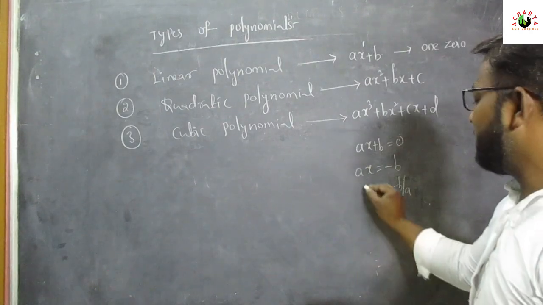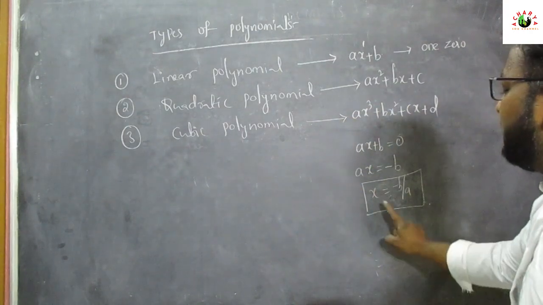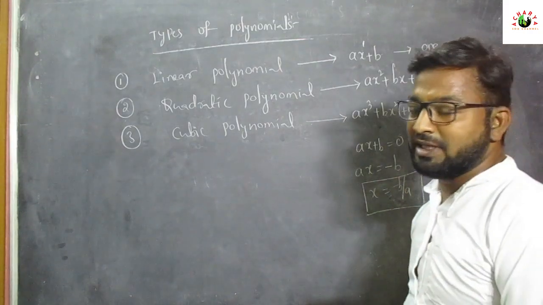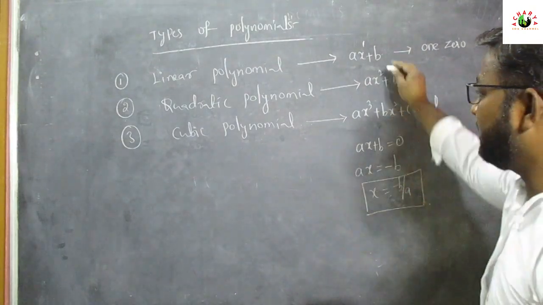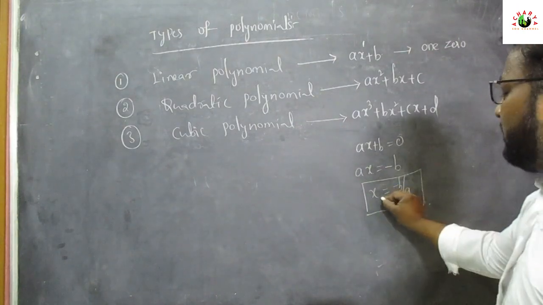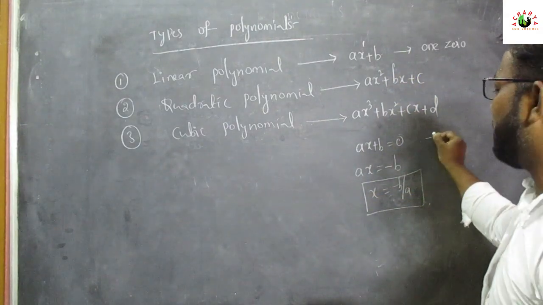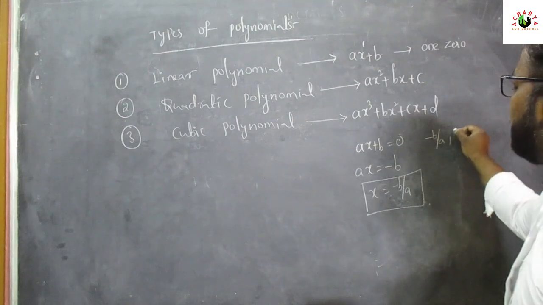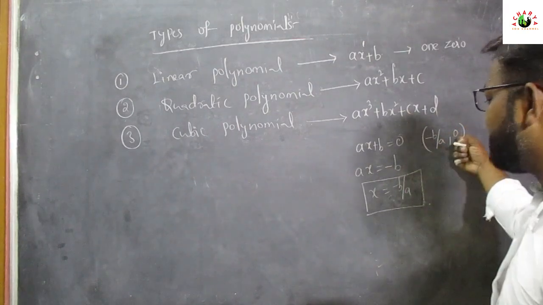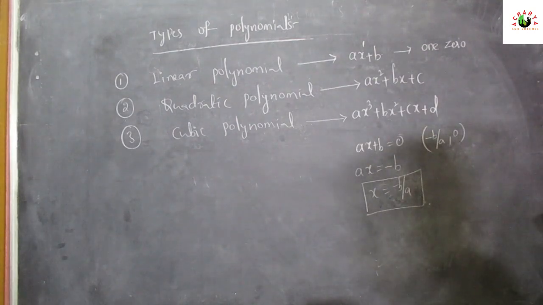x is equal to minus b by a. This is the zero of the linear polynomial. When we do the graphical representation, the graph touches the x-axis at the point minus b by a comma 0. Why? Because here the y value should be 0 and the x value is equal to minus b by a.